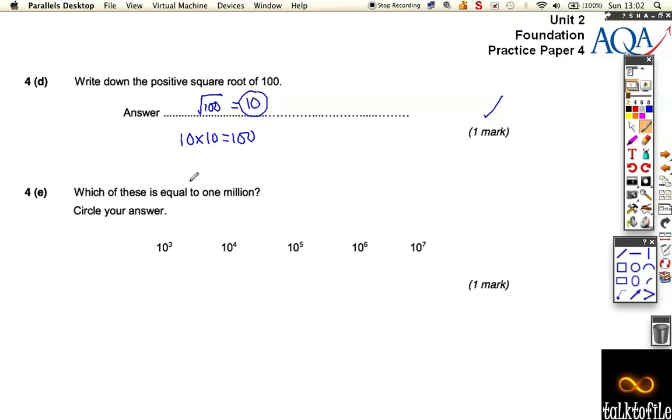So which of these is equal to 1,000,000? Well, 1,000,000, if we write 1,000,000 out to help us, we write it out and it's got 6 zeros, isn't it? So it must be 10 to the power of 6. And that's our final mark.